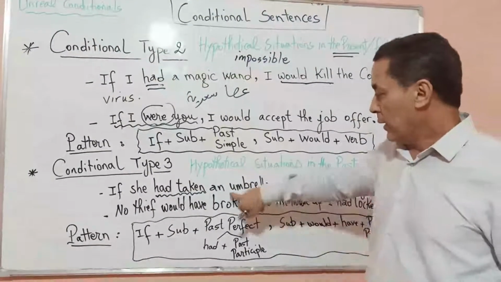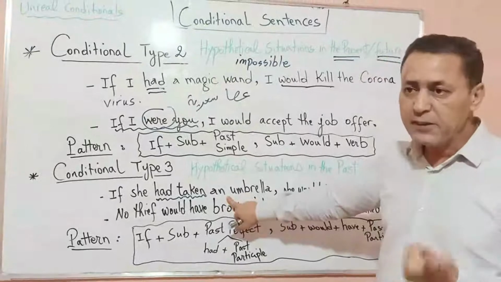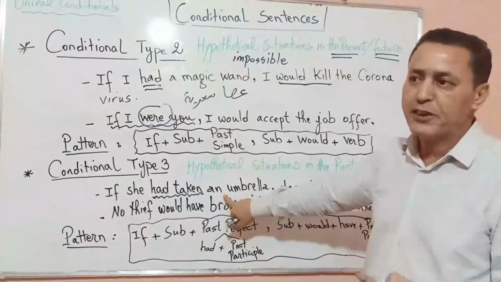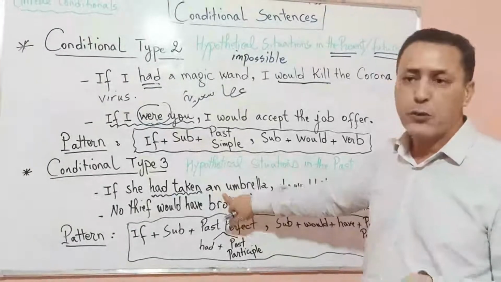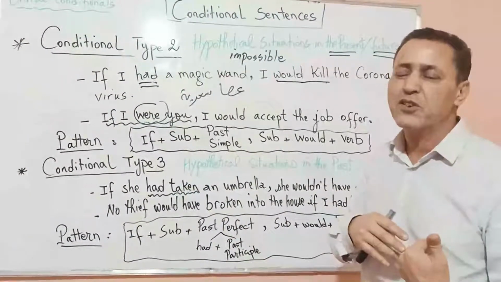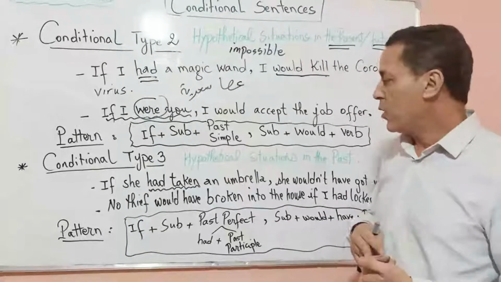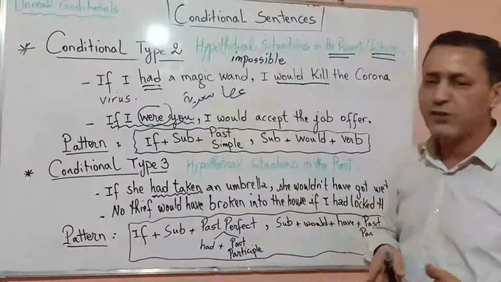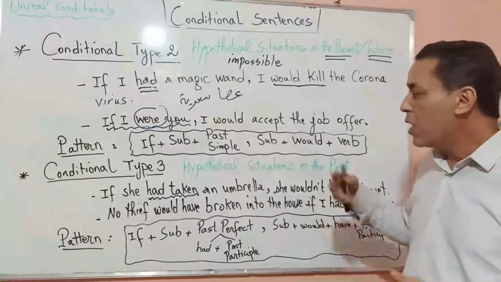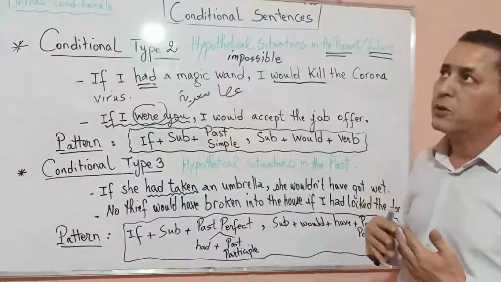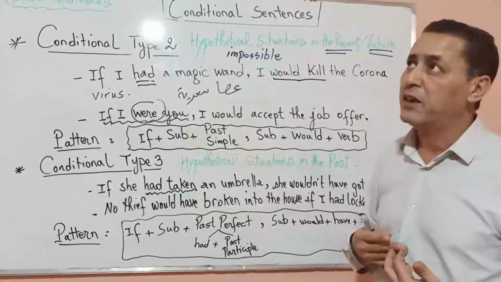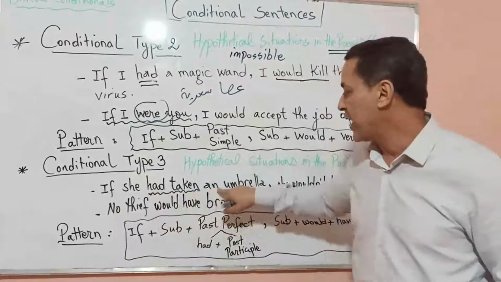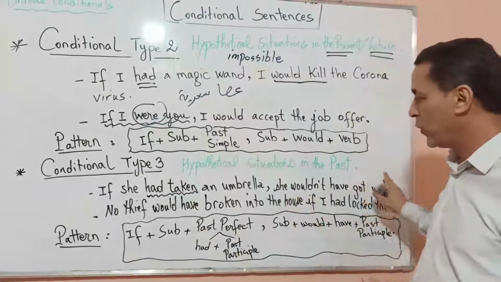If she had taken an umbrella, she wouldn't have got wet. Now, here we said she didn't take the umbrella and she got wet. This is what happened in the past, in reality, and we're just hypothesizing a different situation. We are not satisfied with what happened because she got wet and she was really angry. So she's just hypothesizing the opposite of what happened. So if she had taken an umbrella, she wouldn't have got wet.